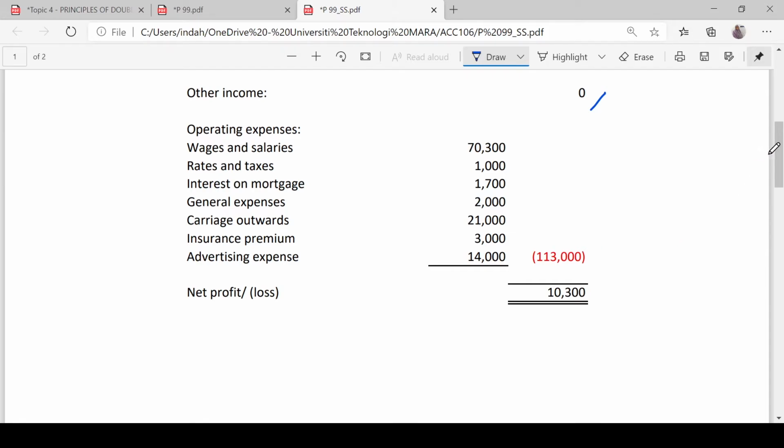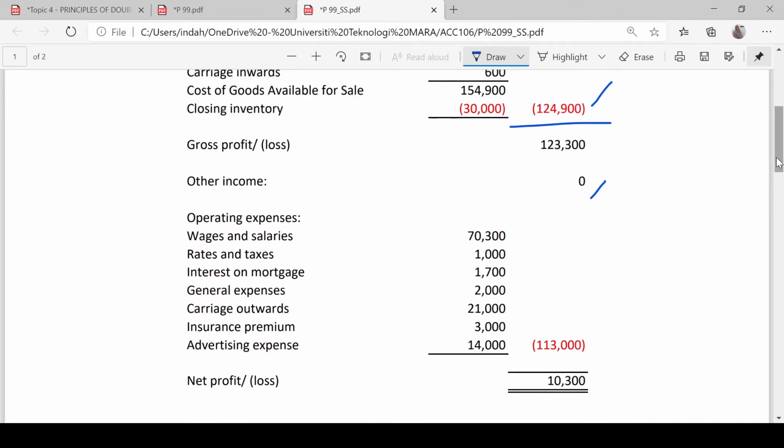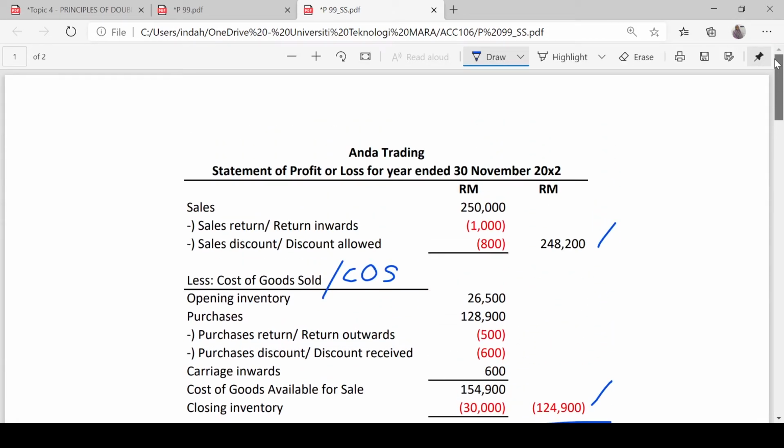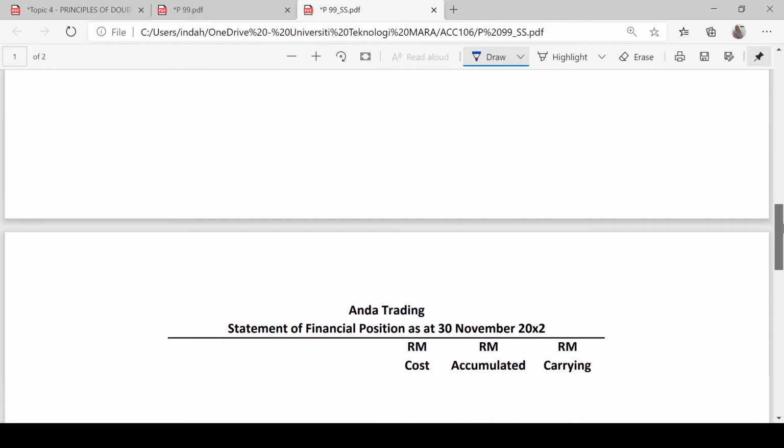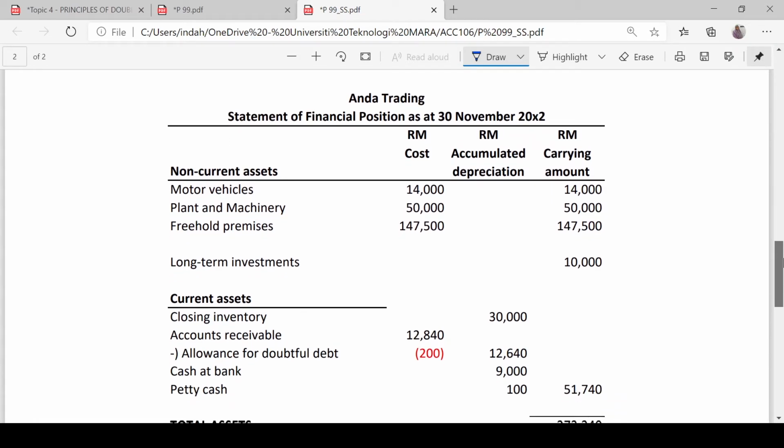113,000 ringgit. Now we're going to calculate net profit or loss. So how do we calculate this one? Gross profit plus other income, if any, minus total operating expenses. So it is equal to net profit or loss, which is 10,300. Once you settle preparing the statement of profit or loss, then you move to the next one, which is the statement of financial position.